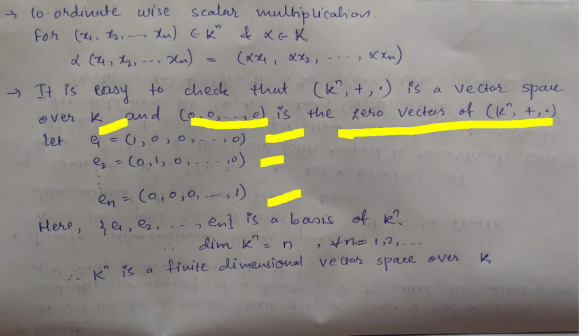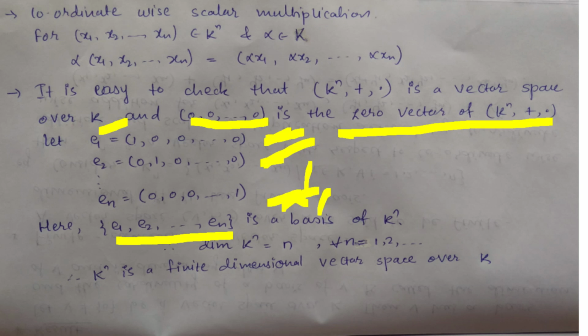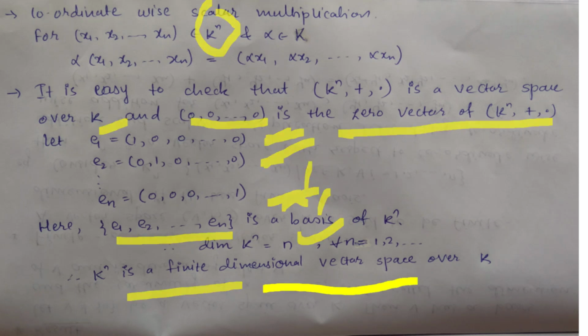If I am taking e1, e2, en, all are a basis of kn. So standard unit vectors, that is 1, 0, 0, and e2 for second coordinate is 1, and en last coordinate is 1. So if I am putting all these as vectors, that is e1, e2, en is a basis of kn. So it means there are n elements in this basis. It means dimension of this vector space is n. So kn is a finite dimensional vector space over k.